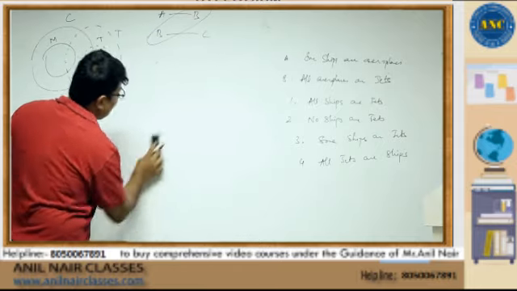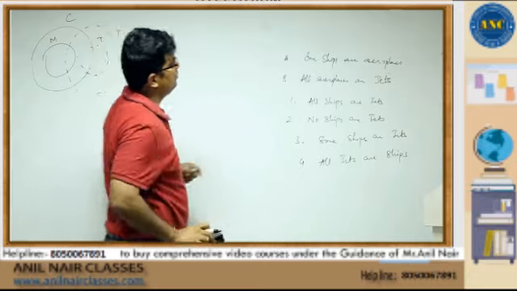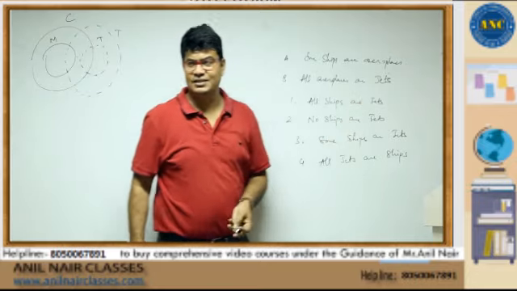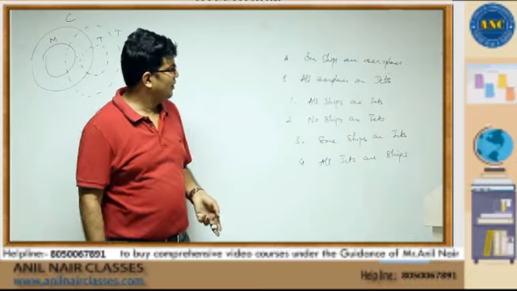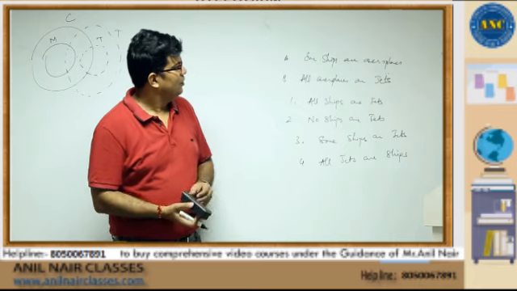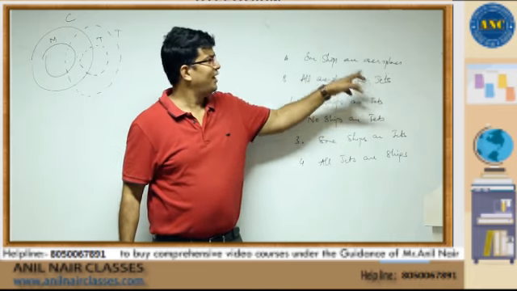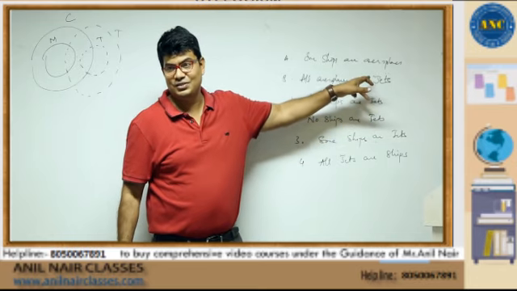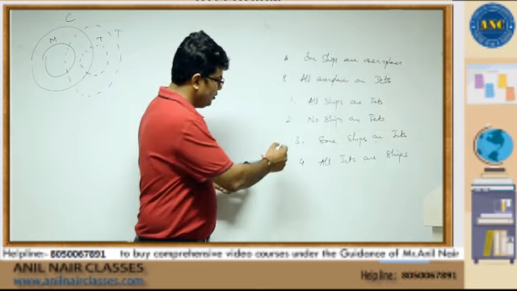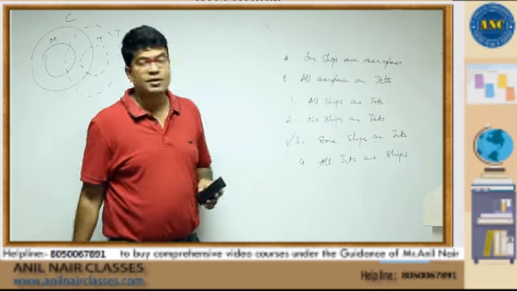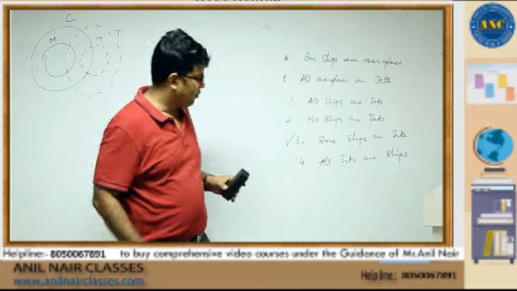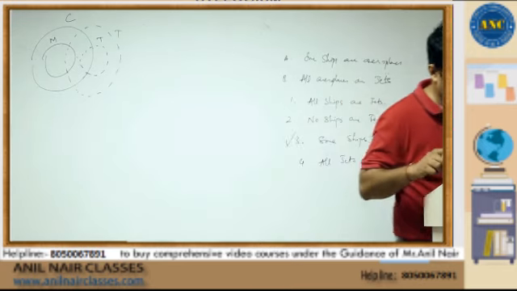Okay, so this is a direct question, right? Some ships are aeroplanes, all aeroplanes are jets. There's no need of applying any rule. You can directly say that some ships are jets without any thinking. So some ships are jets is the right answer. Okay, take one more example, then we'll come to rule 2.